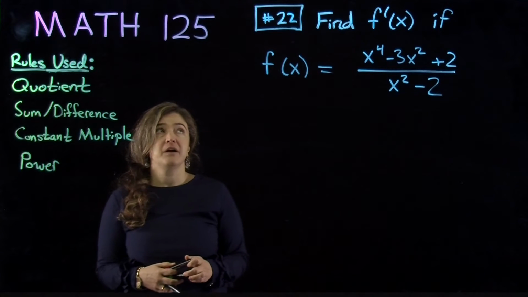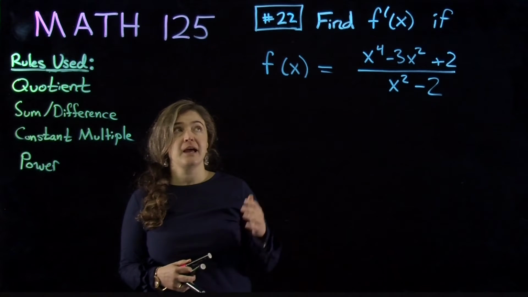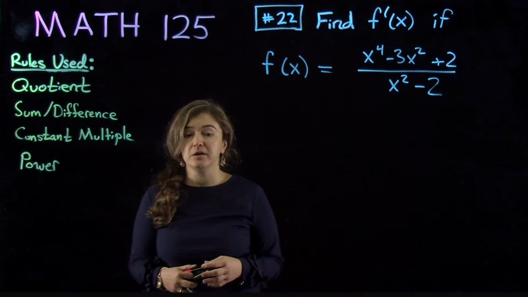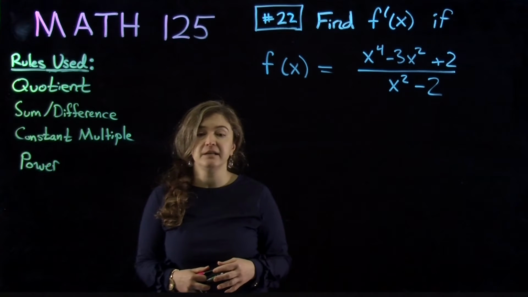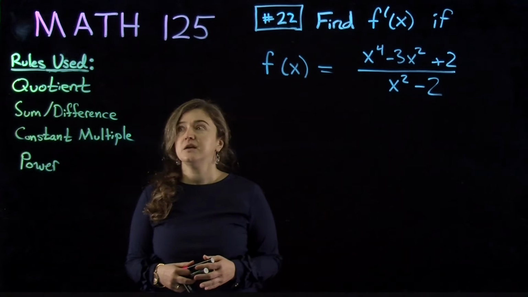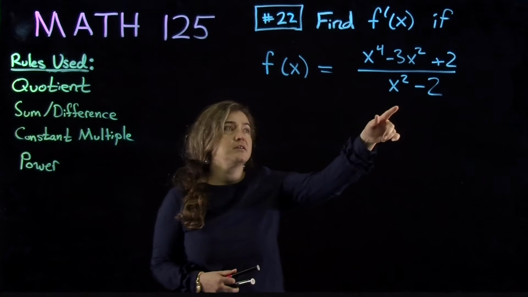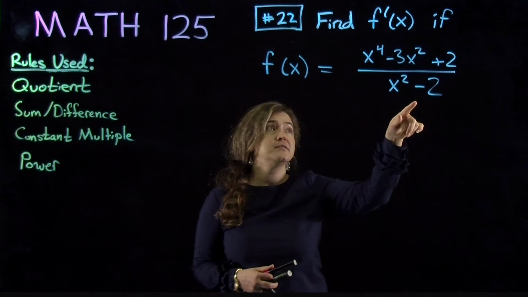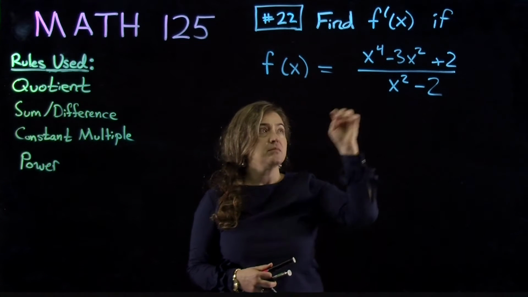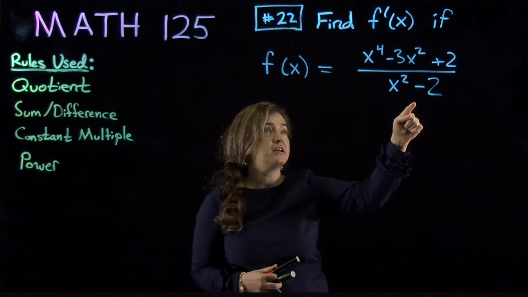Continuing with our gateway questions, number 22. As you know now, questions number 21 until 29 all have one thing in common. They're all using a quotient rule. So I'm looking at this function, and I see it's a quotient: a function in the numerator, a function in the denominator.